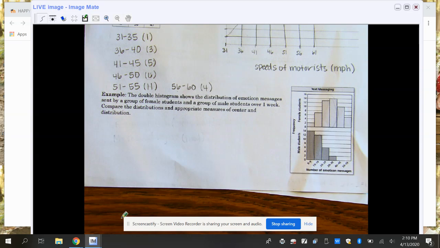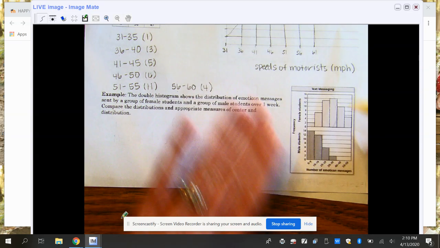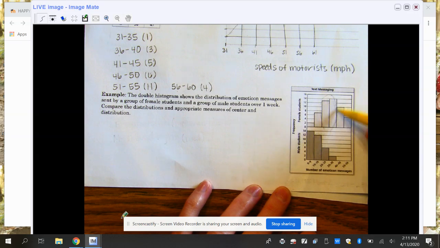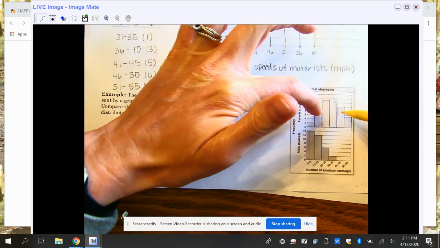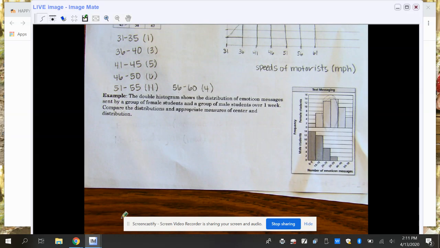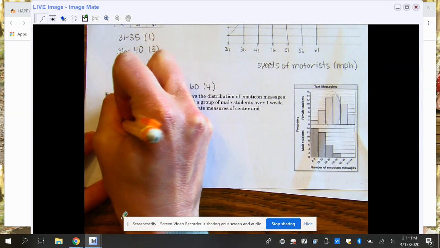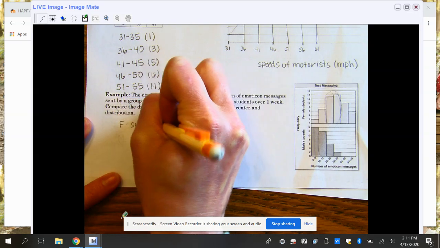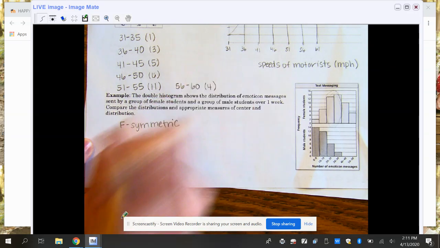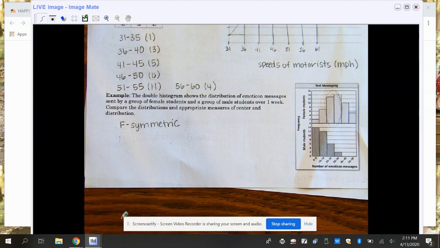So in terms of the distributions, I see my highest bars for the female students are in the middle, and then we go down on either side. There's not significant pull in one direction or the other. So I would probably say that this is symmetric. Means your mean and your median are going to be pretty close.